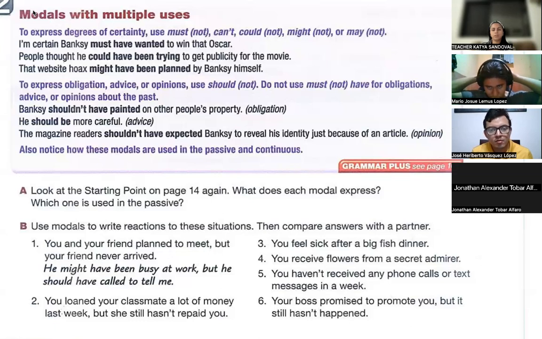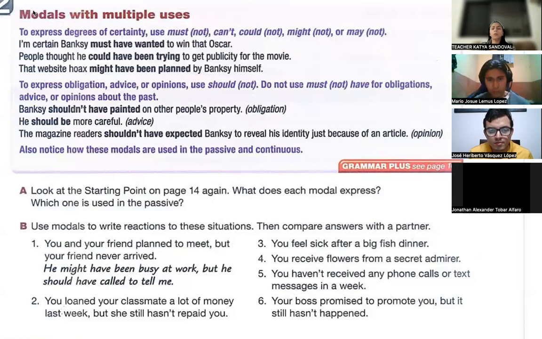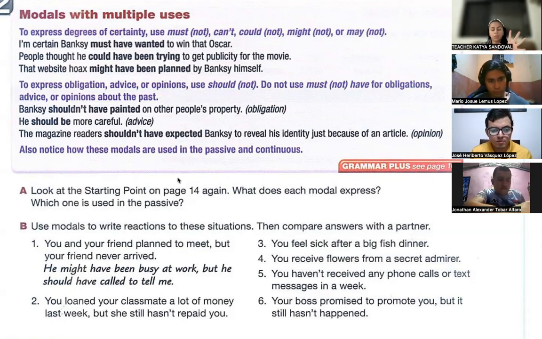Are you done? It's done, teacher. Okay, thank you so much. Don't worry if you make a mistake, right? Right now, we are just practicing, okay? So volunteer for number 2. Read the situation and then give me the sentence.